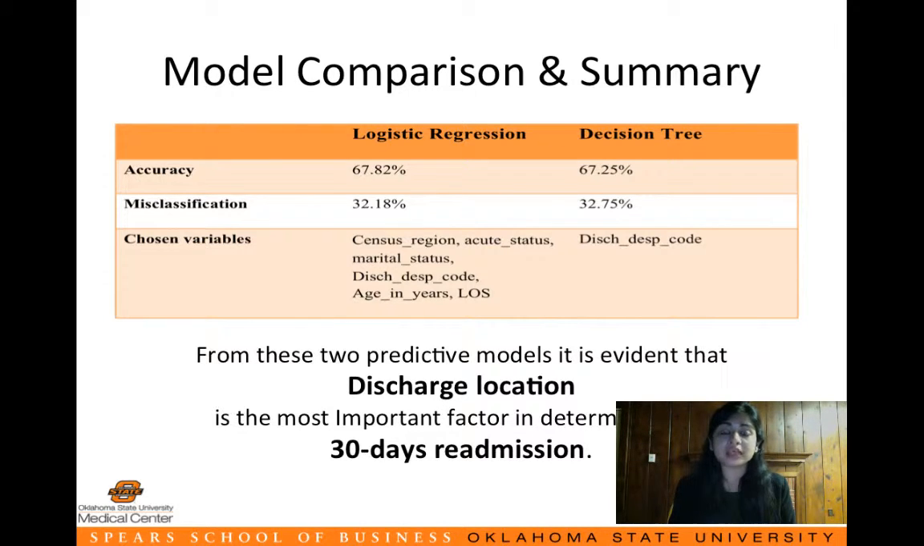But the common thing in both the models is that the discharge location is found statistically significant in both the models. It's our recommendation to all the important stakeholders, doctors and healthcare providers that extreme care should be given while discharging the patient, because there should be no chance left that a person should be readmitted. Because as we discussed before, the number of readmissions is affecting the future cost of healthcare delivery.